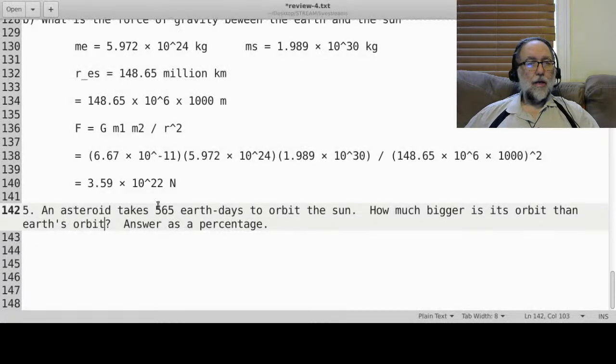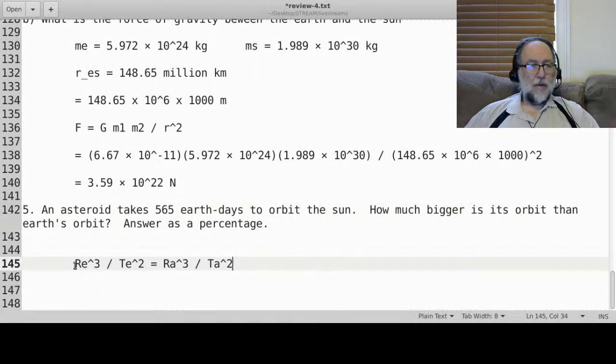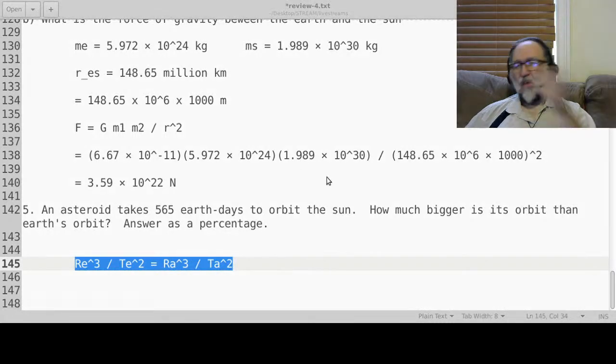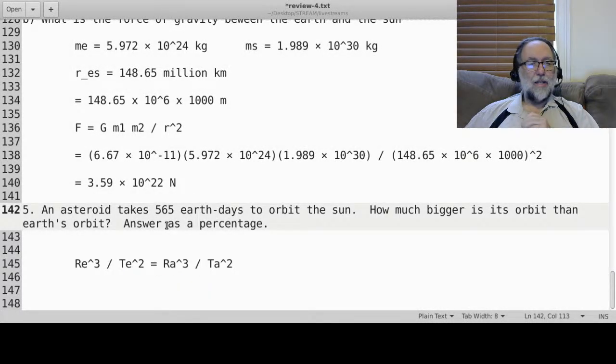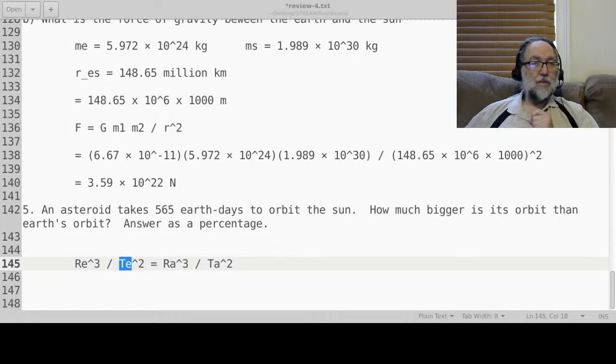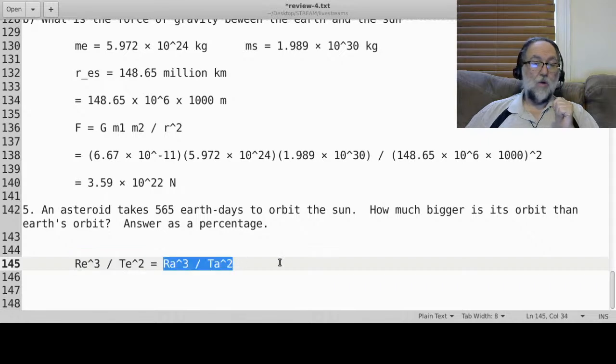So here is Kepler's third law right there. It kind of looks funny on my whiteboard here, but let me just explain it. We've got the radius of the Earth and the period of the Earth. That little subscript E means Earth. So what is this ratio right here? This ratio is R cubed, R to the third power, divided by T squared. If you calculate R cubed divided by T squared for the Earth, that's going to equal R cubed divided by T squared for the asteroid. So there you go.